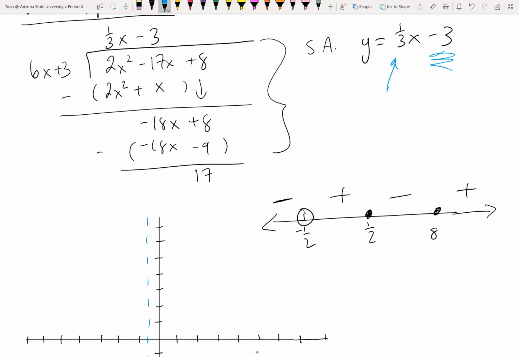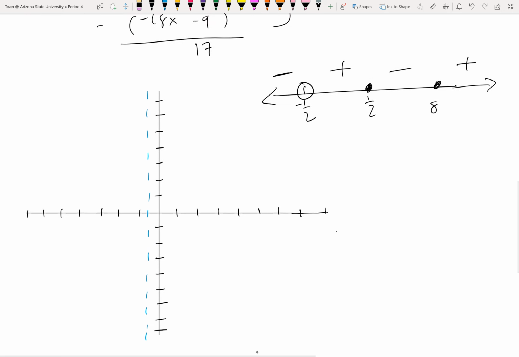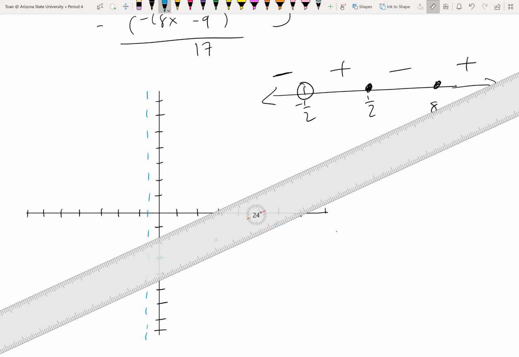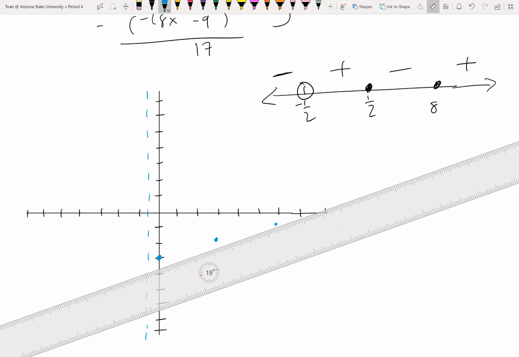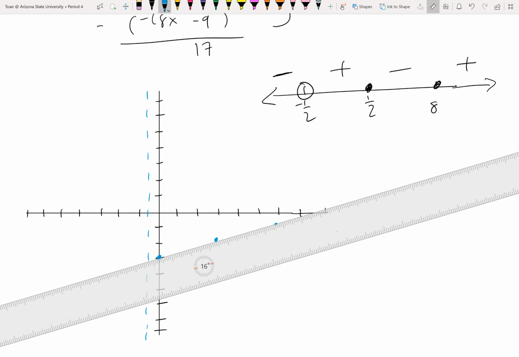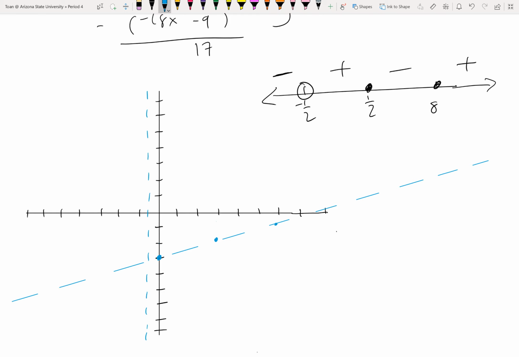And then you listen to your slope, up 1/3. So hopefully a quick review of graphing lines. Start at -3, and then go up 1/3, up 1/3, so on and so forth, right? Take out your straight edge, and then connect the dots. But because this is an asymptote, it should be dotted lines. There you go. There are our asymptotes.